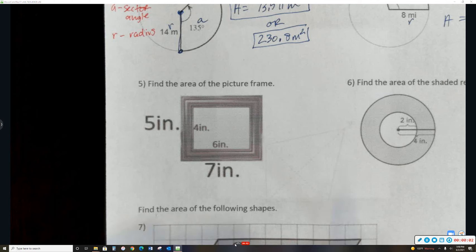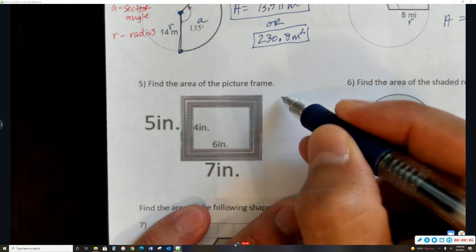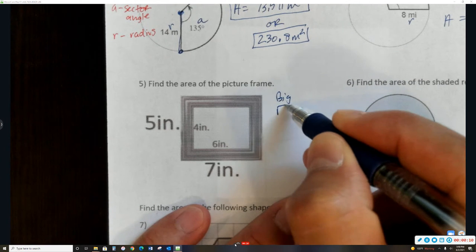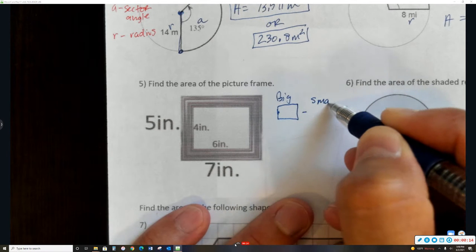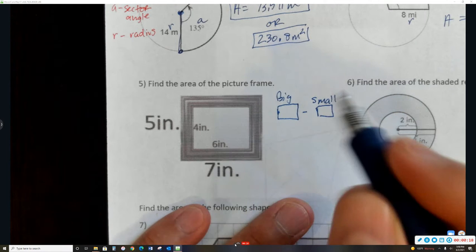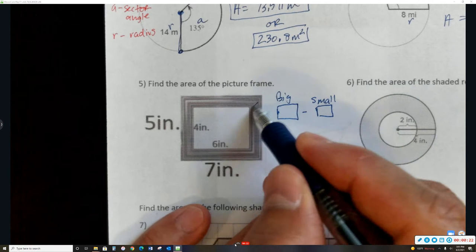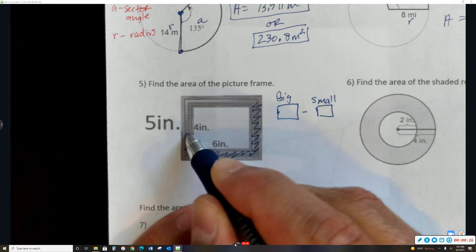And then for this picture frame, now I kept telling you guys in class, the picture frame, it's just a big rectangle or square minus a small one. And right now that I'm at home and I had a little bit of time, I'm actually going to show you a big square minus a small square. And I'm going to show you how it leaves a picture frame like this.